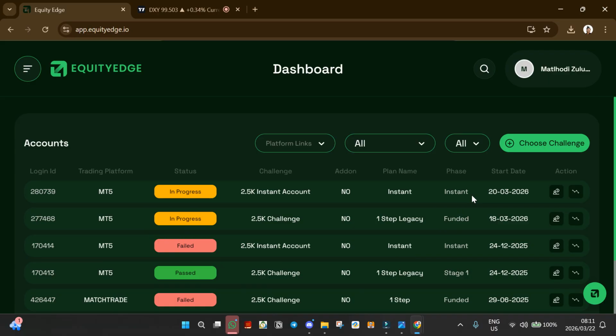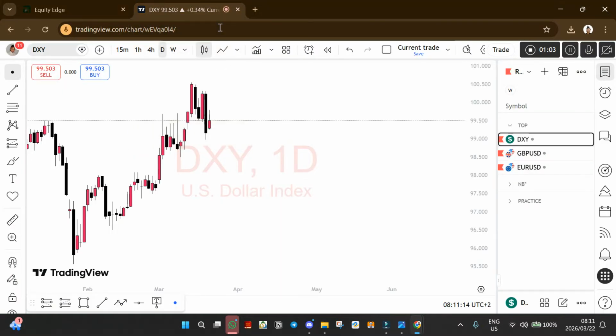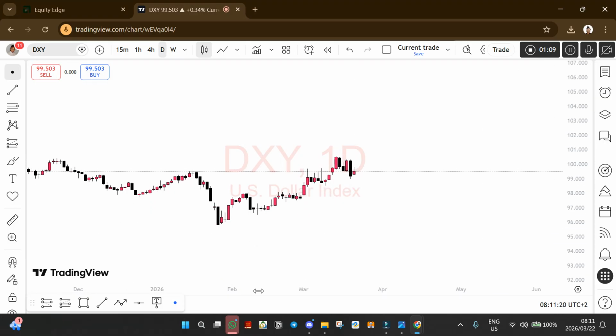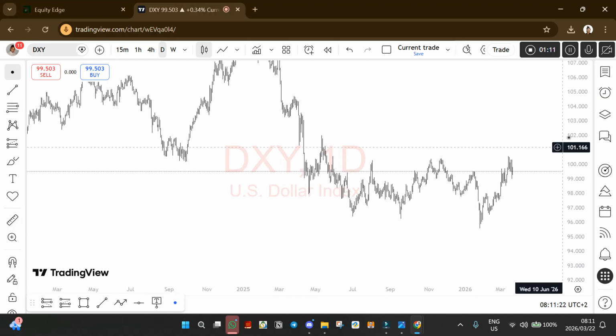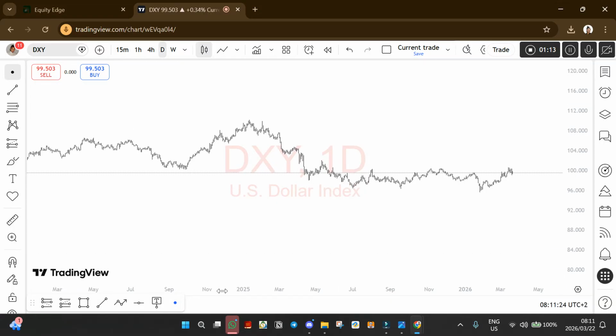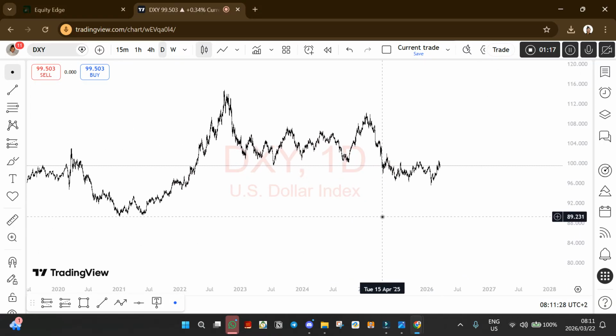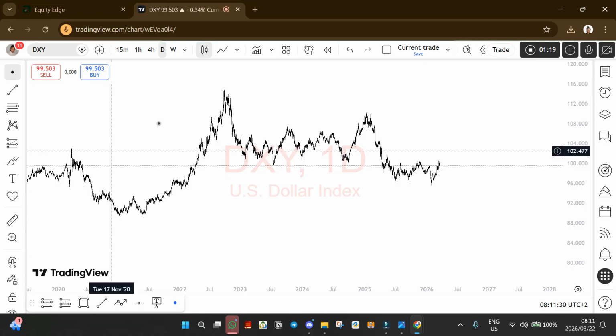Cool. Now, also, I will be trading this instant account. I got an instant account yesterday, and if you trade with Equity Edge, then you know that you cannot copy trade. So that's why I'm going to be trading these two, and the reason I've chosen these two is because they are correlating pairs. They are inversely proportional to each other, which means if the dollar index goes up, the GBPUSD then goes down.